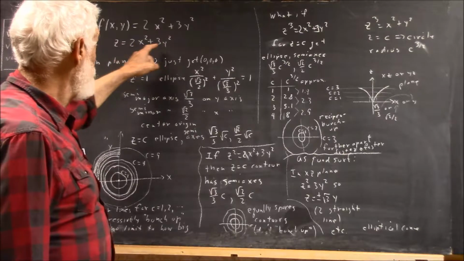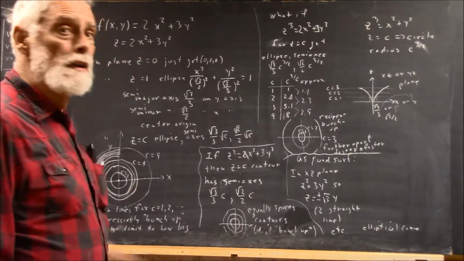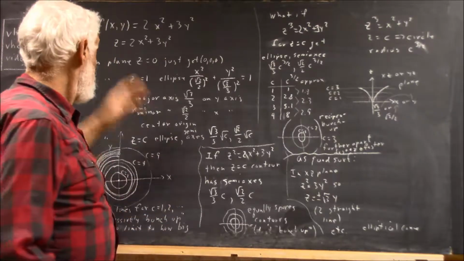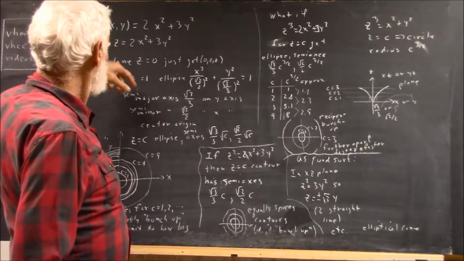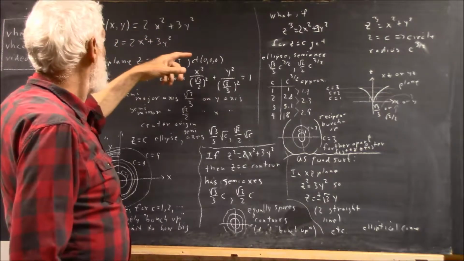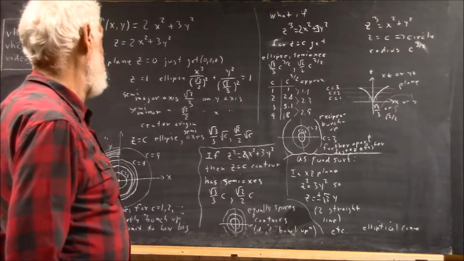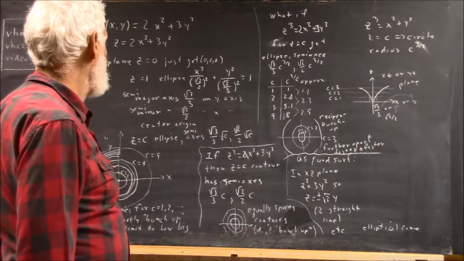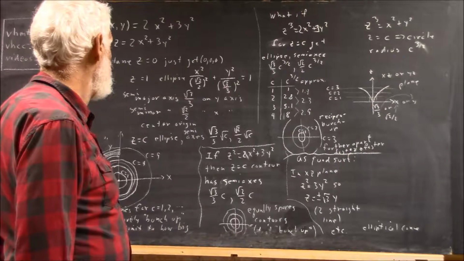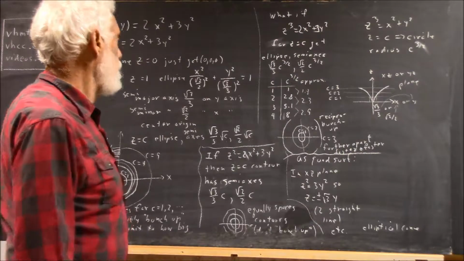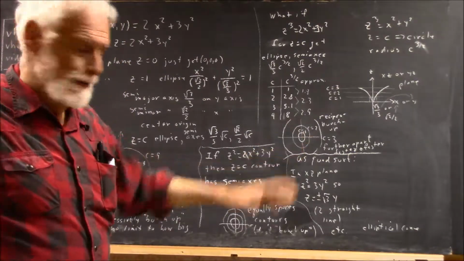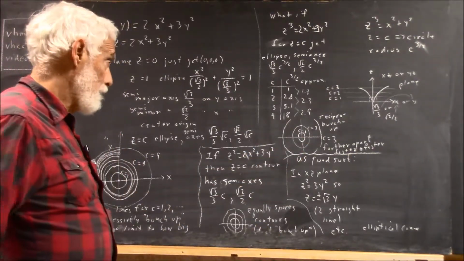We have 1 equals 2x squared plus 3y squared. That's an ellipse. We could put it in standard form: x squared over 1/2 plus y squared over 1/3 equals 1. Yeah, and I did that right. It's been a few days since I did that, and I just want to check my arithmetic here.